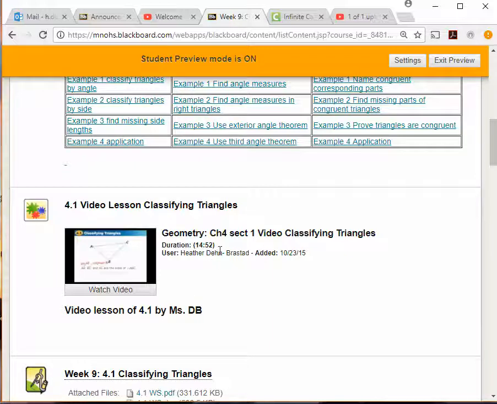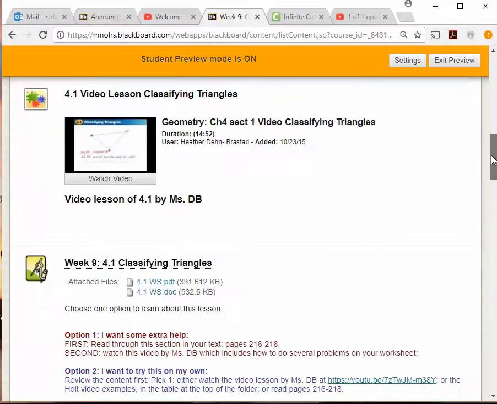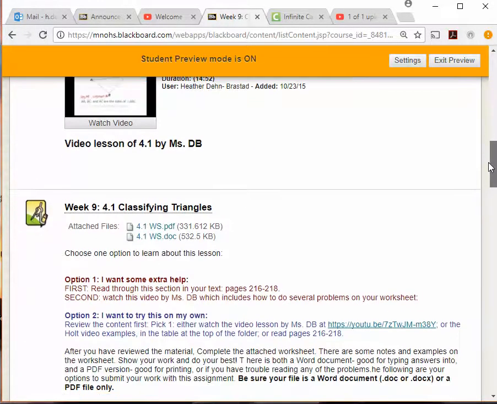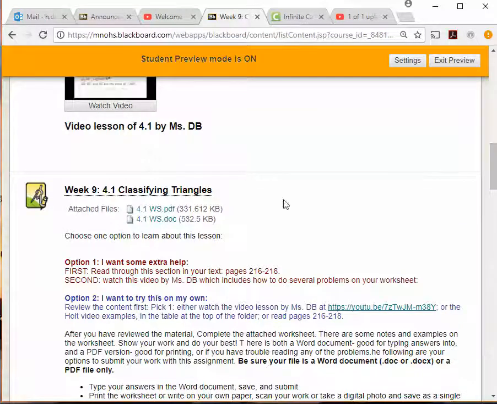Another way to learn the information is to watch the long video that I have made. Well, the first one's not very long, but it's an overview of the section, and it's quite complete and thorough. If you want some extra help, there will be a video link right here, a video I'm making right now, that goes over how to do some of the problems on your worksheet.